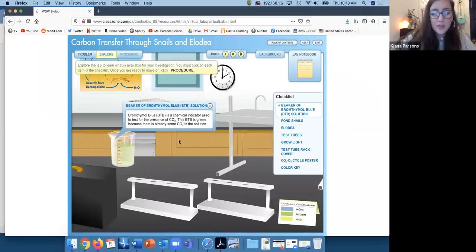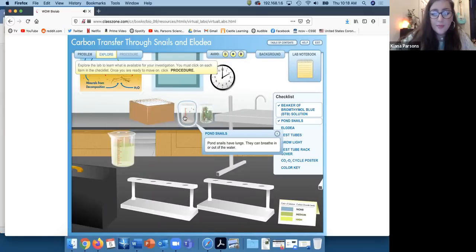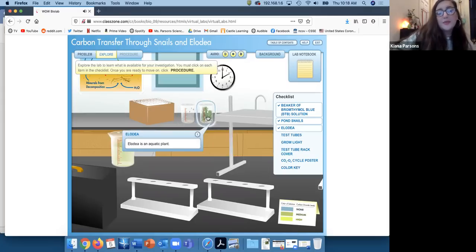Okay, the pond snails, which are over here. Pond snails have lungs. They can breathe in or out of the water, so these pond snails are going to be undergoing cellular respiration. Then the elodea, which is a plant. Elodea is an aquatic plant. So its purpose is to be determined, right? This is part of our experiment. But what do you think the elodea is going to do in the aquarium setup with the snails?